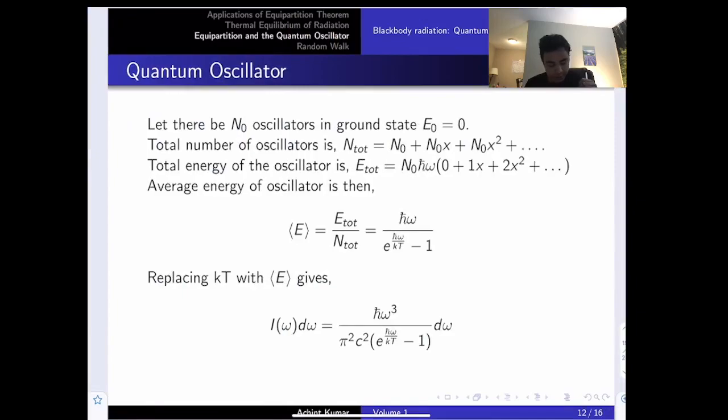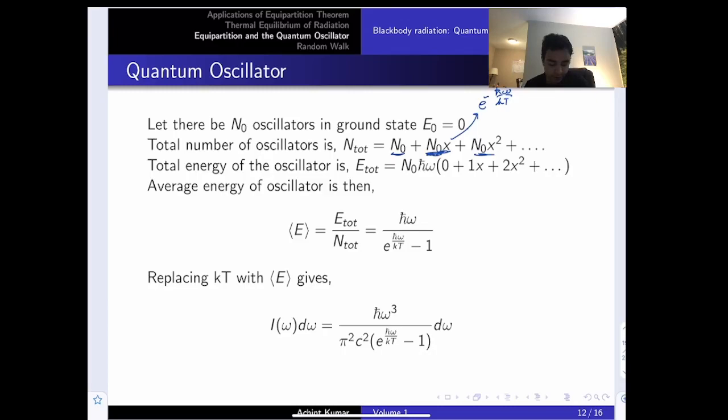Okay, so let us assume that there are n naught oscillators at energy E naught equal to 0. The total number of oscillators then is given by n naught plus n naught x. Remember, x is defined as e to the power minus h bar omega over kT. This is the number of oscillators in the first excited state. This is the ground state. This is the first excited state. This is the second excited state, and so on and so forth. We see we have an infinite series.